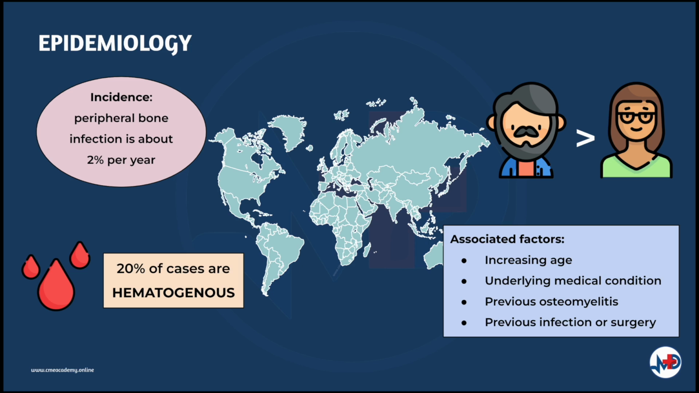There are some associated factors that contribute to the development of osteomyelitis, such as increasing age, immunocompromised conditions, previous osteomyelitis, penetrating injuries, recent surgery, distant or local infection, sickle cell anemia, rheumatoid arthritis, and chronic kidney disease.